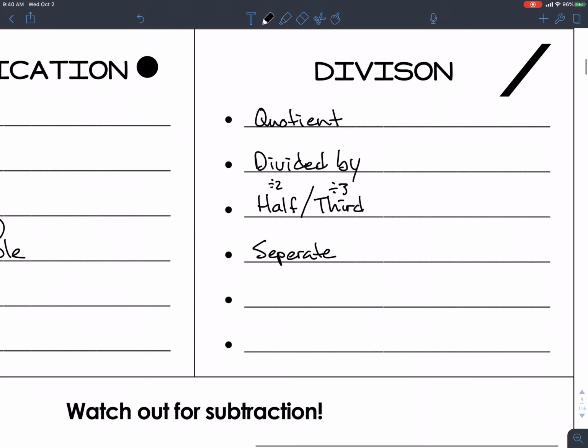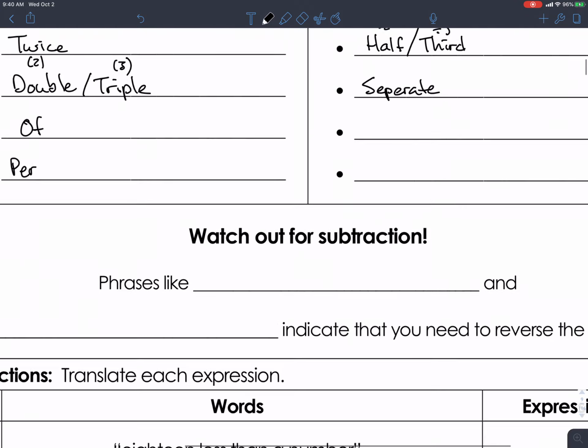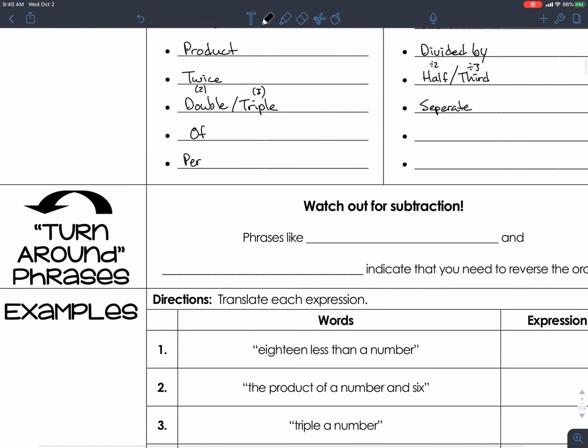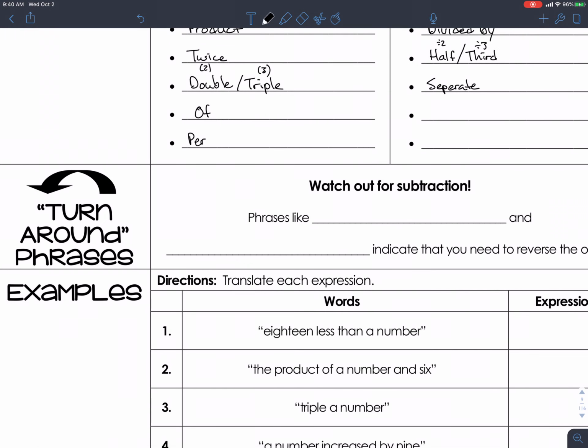Okay, let's move on to the next part. We've got turnaround phrases. Turnaround phrases usually need you to reverse the order of how things are said. So phrases like less than and subtracted from, those are words you need to keep an eye out for. That means you're going to have to rewrite that expression or equation in the opposite way.